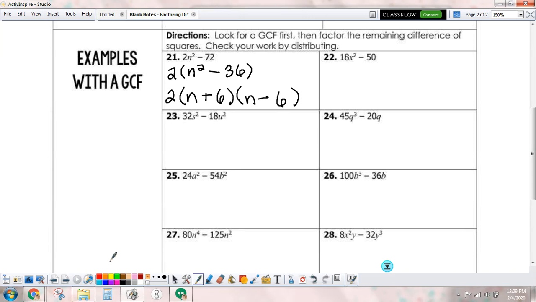Okay, so for number 22, it's the same idea, so I want you to try that one. Pause the video, try it, and press play when you're ready. So for this one, we have 18 and 50. The greatest common factor that comes out of 18 and 50 is 2. So I'm going to put 2, and then factor out the rest. So divide this by 2, divide that by 2.